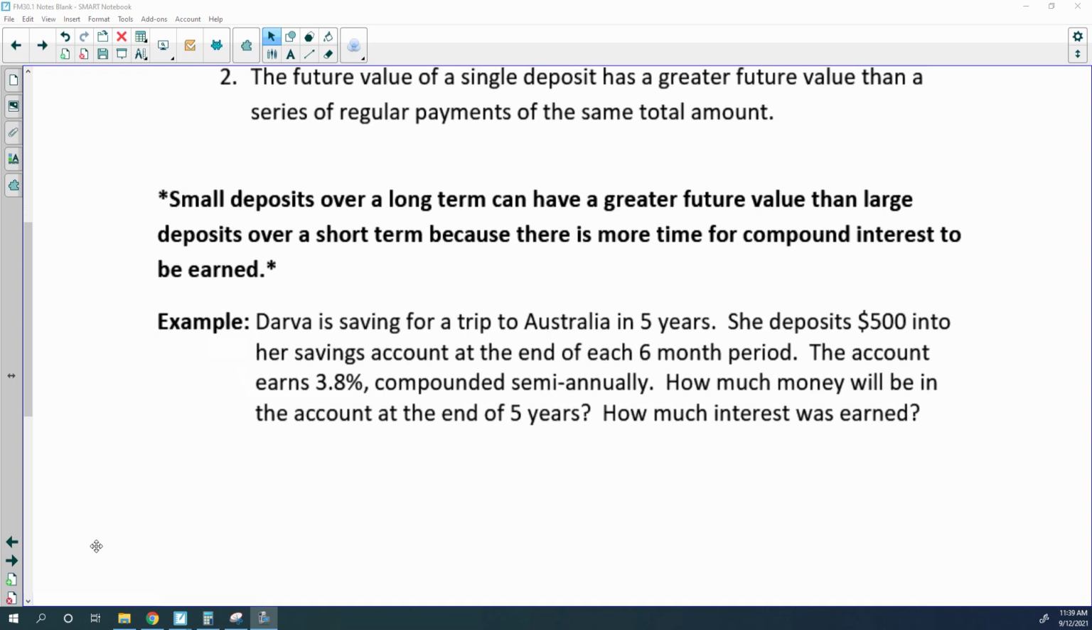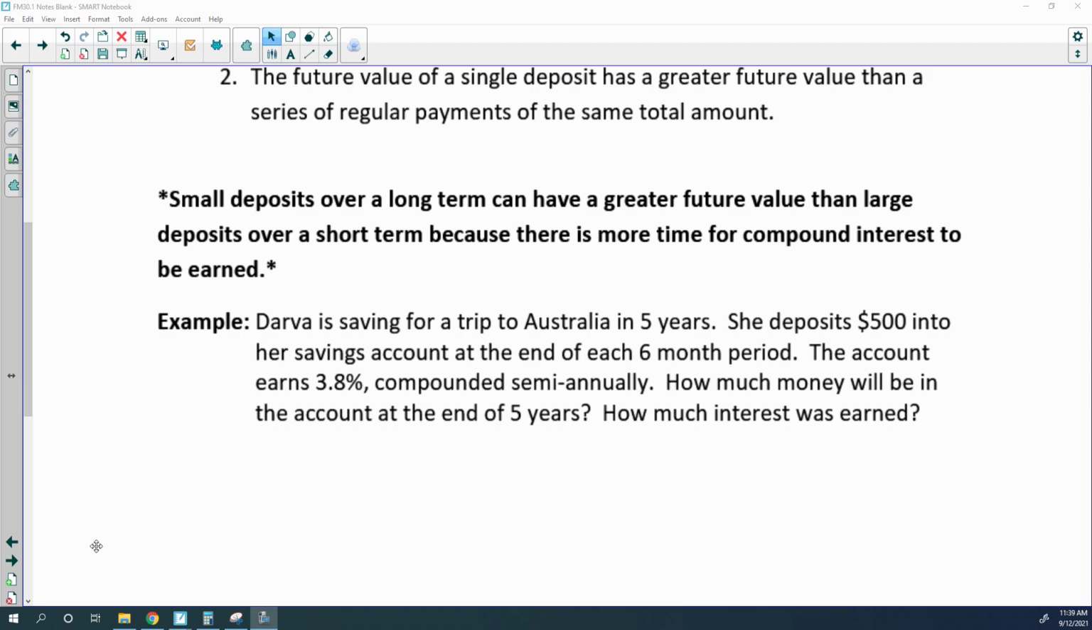So for our example, Darva is saving for a trip to Australia in 5 years. She deposits $500 into her savings account at the end of each 6-month period. The account earns 3.8% compounded semi-annually. How much money will be in the account at the end of the 5 years, and how much interest was earned?